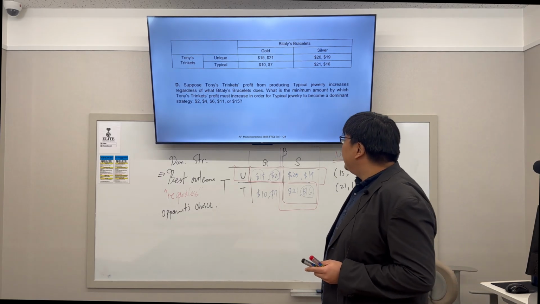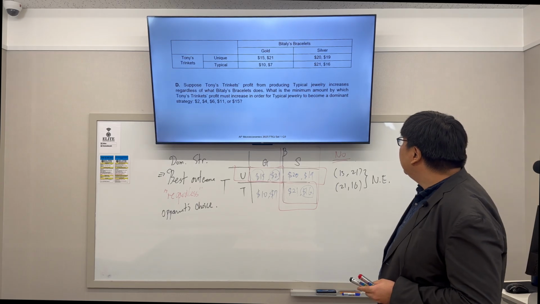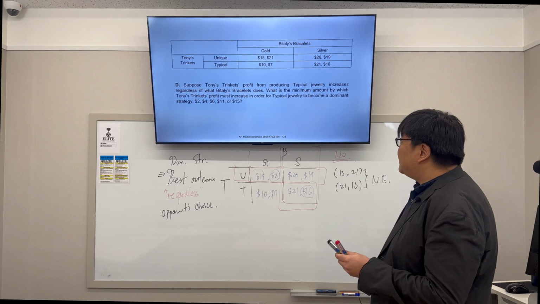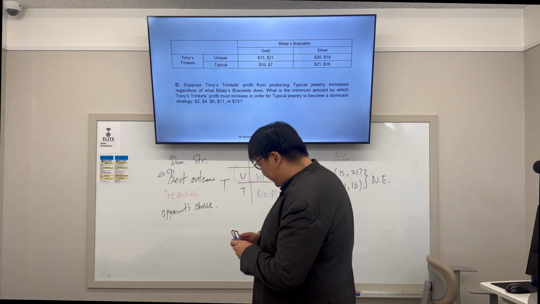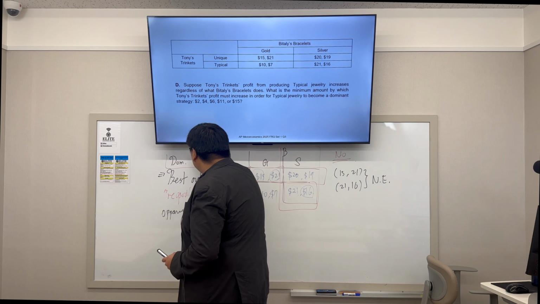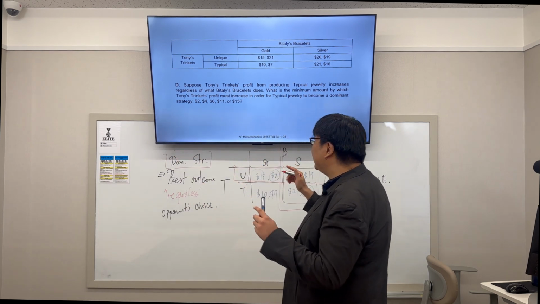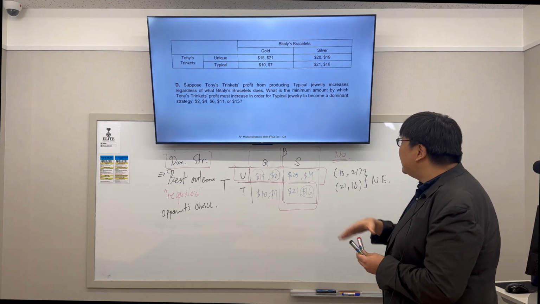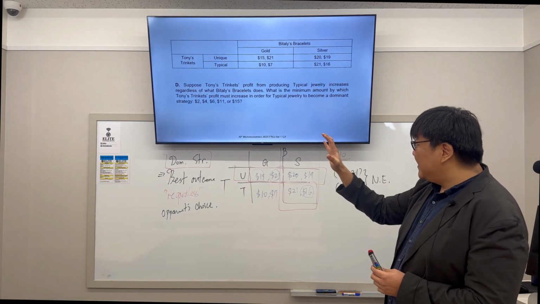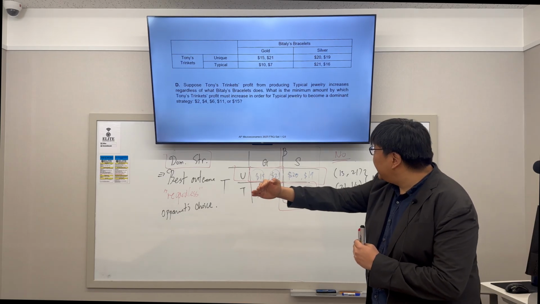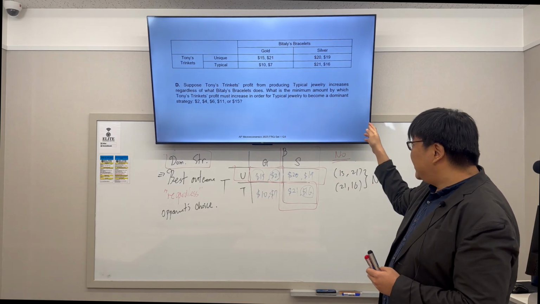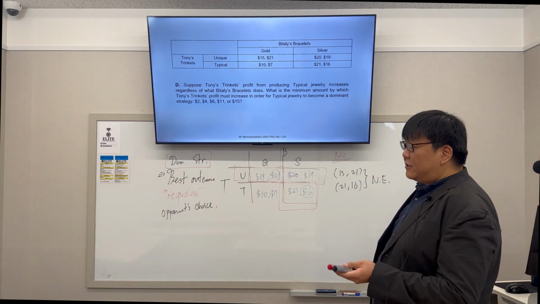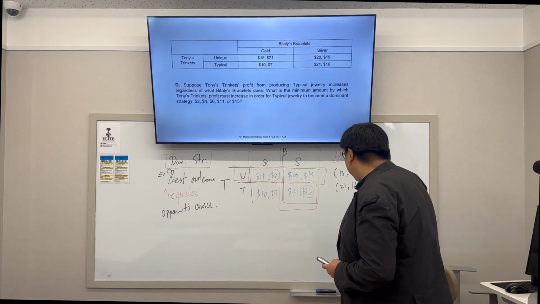Suppose Tony's profit from producing T increases regardless of what Billy's Bracelet does. When you see the word regardless, you instantly think of dominant strategy. It's regardless of what B is doing. And what is the minimum amount by which Tony's Trinklets profit must increase in order for T to become a dominant strategy? Yes, we see the keyword dominant strategy. Is it $2, $4, $6, $11, or $15?